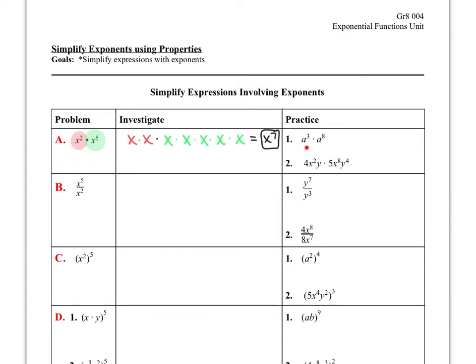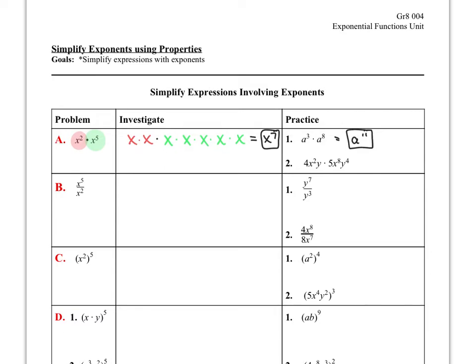So on practice example number 1, I'm multiplying and my bases are both a. Since my exponent is 3 and my exponent is 8, that means my final answer is going to be a to the 11th power. If I were to expand this out in the same way, I would have 3 a's multiplying itself times 8 a's multiplying itself for a total of 11 a's multiplying itself.